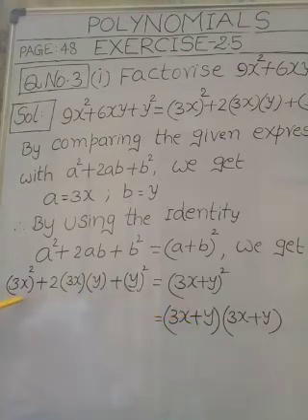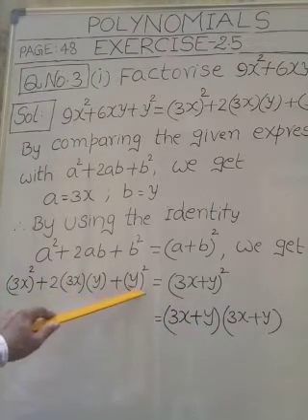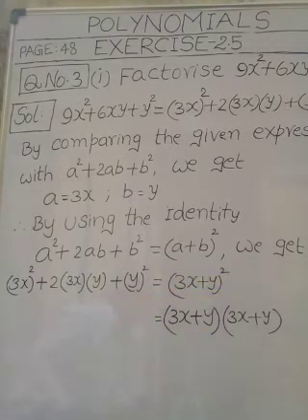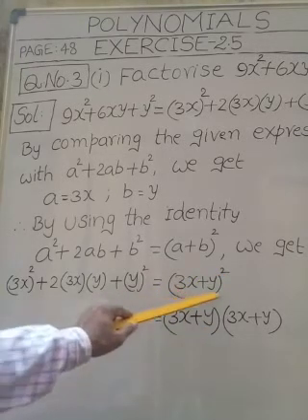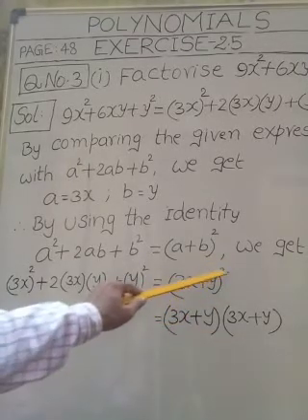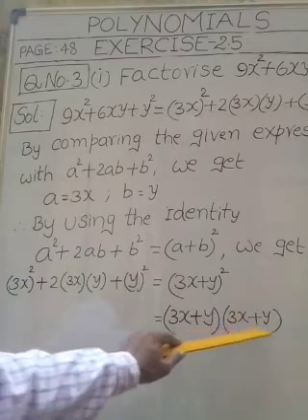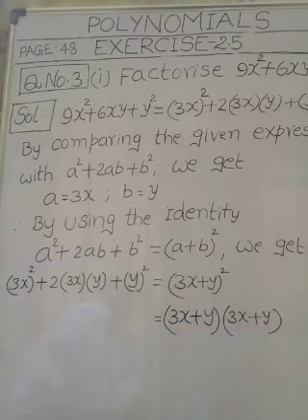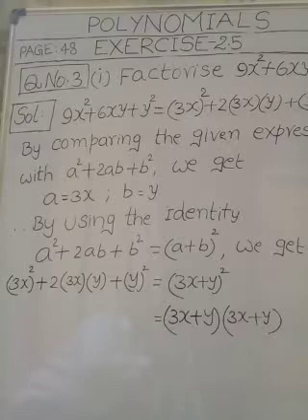Then we get (3x) whole square plus 2 into 3x into y plus y square can be written as (3x plus y) whole square. A means here 3x, b means y. So (a plus b) whole square. Whole square means (3x plus y) into (3x plus y). These are the factors of the given algebraic expression. Understood, my dear children? Right.